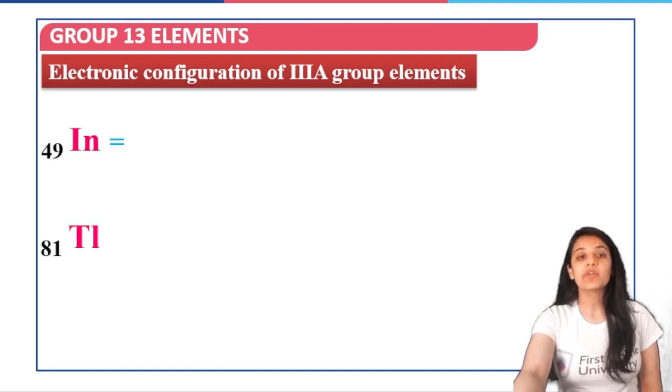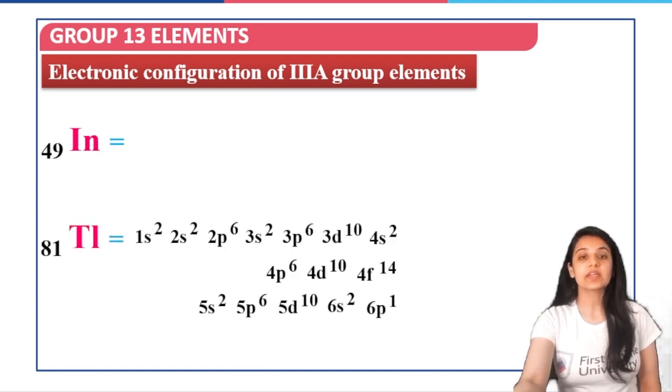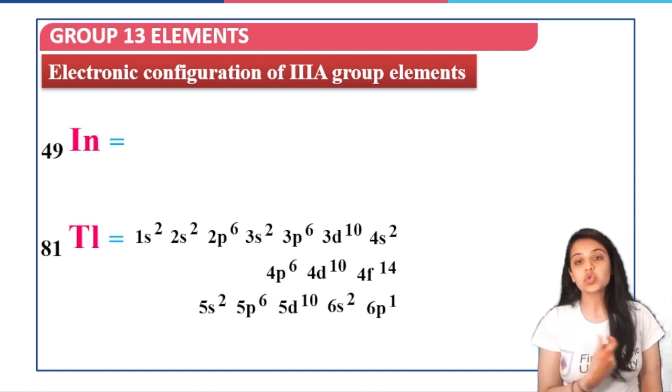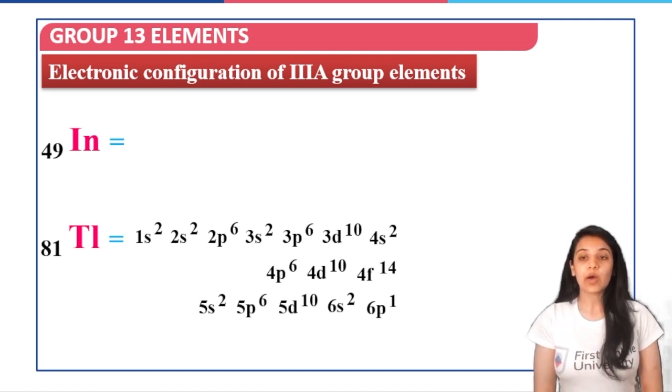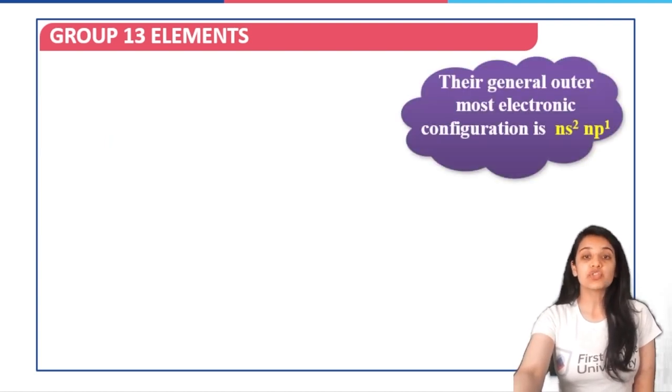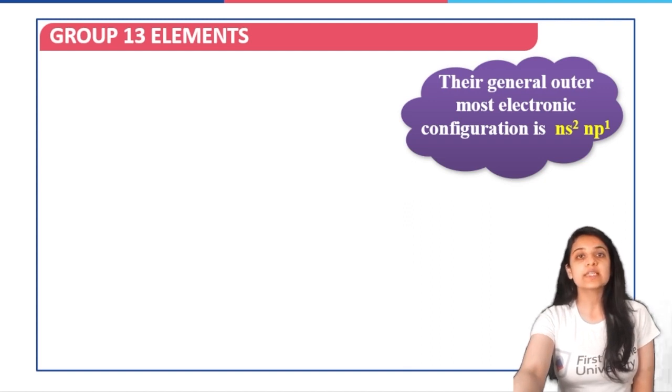And lastly, for thallium, apart from 3d, 4d and 5d, 4f is also going to come into picture, and the outer shell electronic configuration is going to be 6s2, 6p1. Now, their general outermost electronic configuration is ns2, np1.